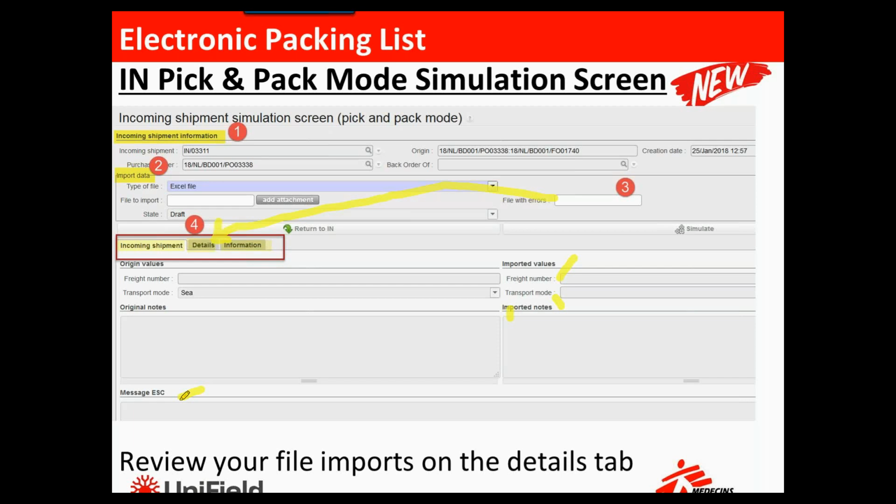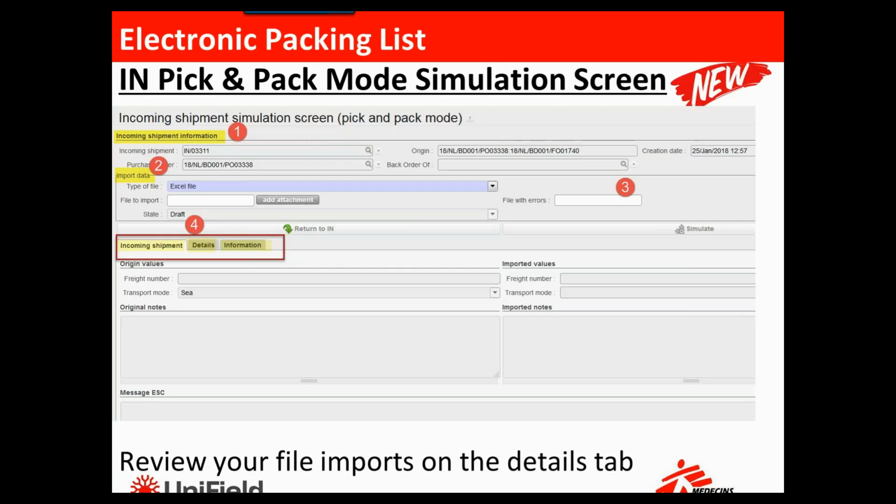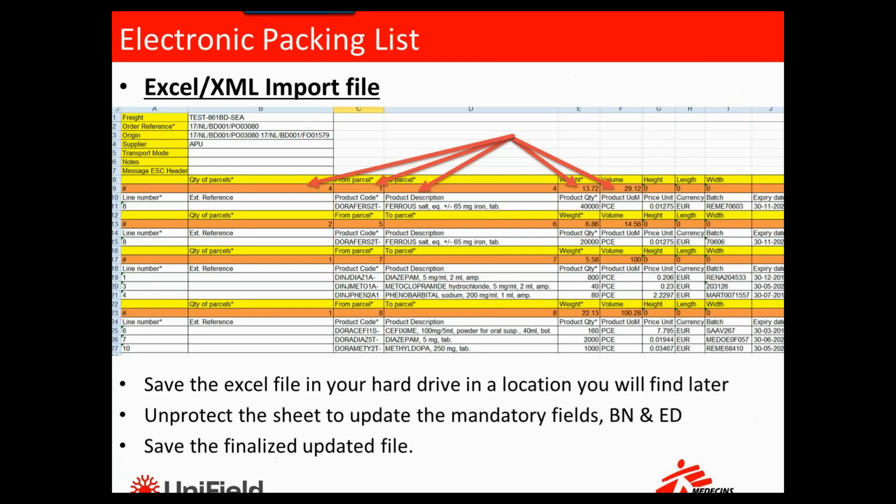Okay. So review the details first before you proceed to simulate. And once you have imported the files, you can come and process the details now in your incoming shipment. But before we go to what it looks like in Unifield, here is an example of the Excel or XML import file that you can receive from APU.